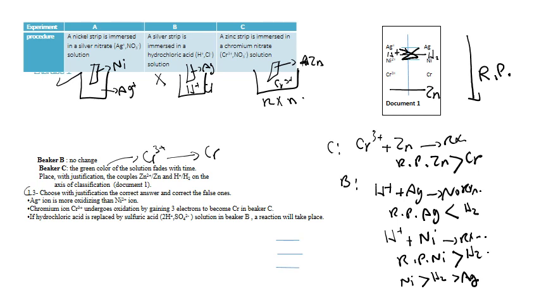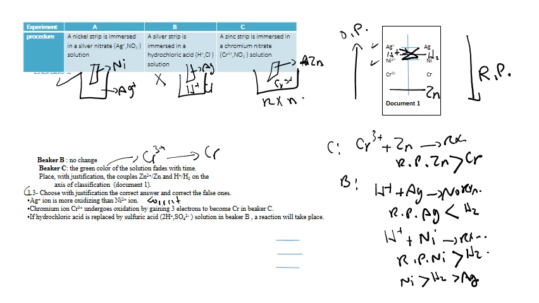With respect to part 2, we have to choose the correct answer and correct the false one. Ag+ is more oxidizing than Ni2+. By referring to the electrochemical classification, this is the increasing order of oxidizing power. So it is correct that the oxidizing power of Ag+ is greater than that of Ni2+. So this statement is true.